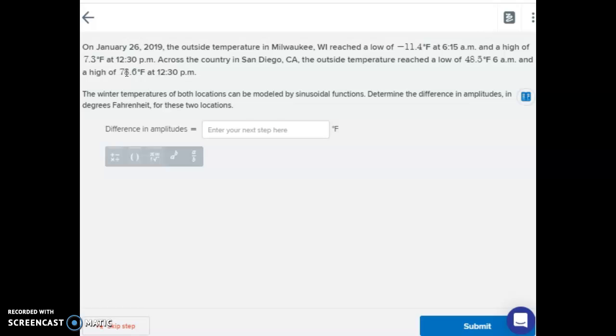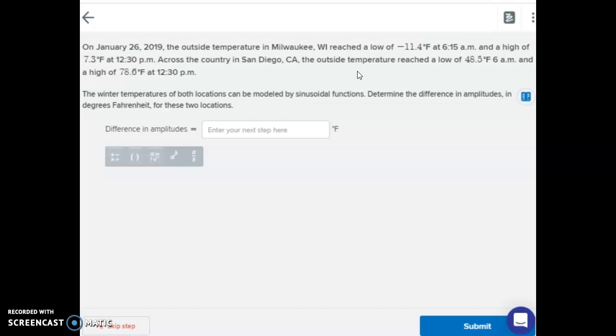So the only thing we have to know here is the amplitude. We don't have to know frequency. We don't have to know vertical shift. We don't have to know phase shift. In fact, we don't even have to write a sine function. We just need to figure out the difference in amplitudes.